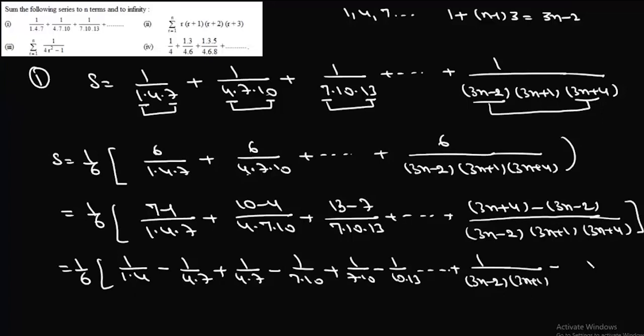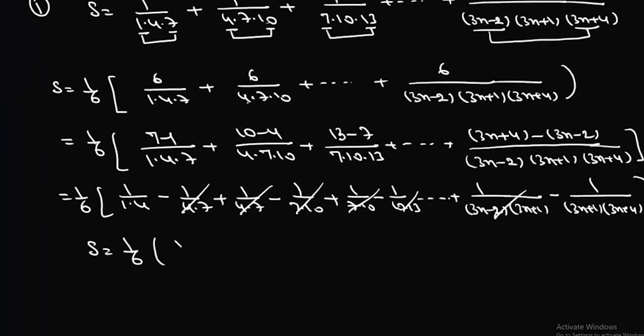3n plus 1 minus, and here 3n minus 2 will cancel, so it will be 3n plus 1 and 3n plus 4. Now if we look at these successive terms, they'll cancel. Here we have this first one, then what remains is this last term. So this sum will be 1 by 6 into 1 by 4 minus 1 upon 3n plus 1 into 3n plus 4. And that is the sum up to n terms.